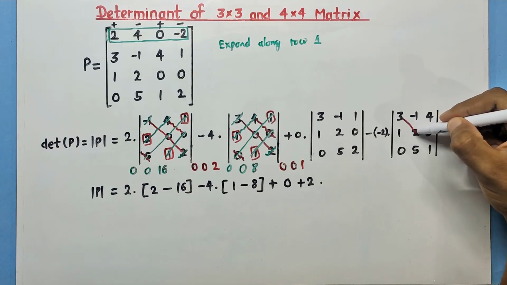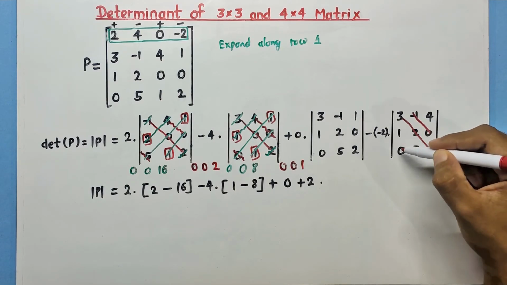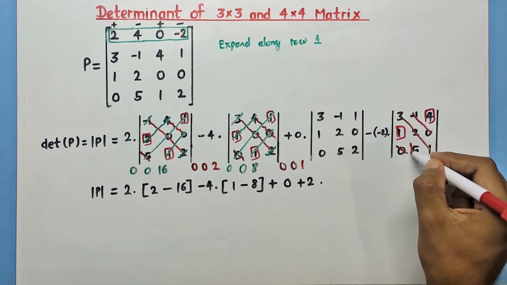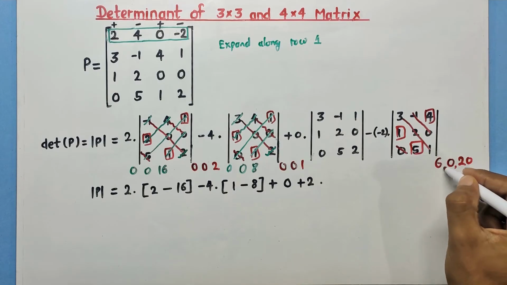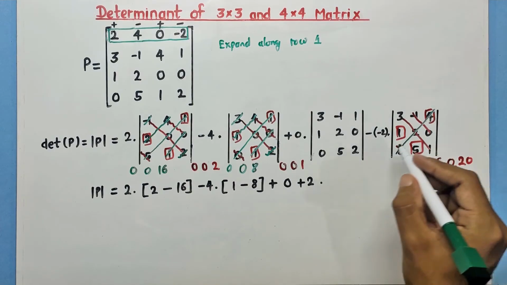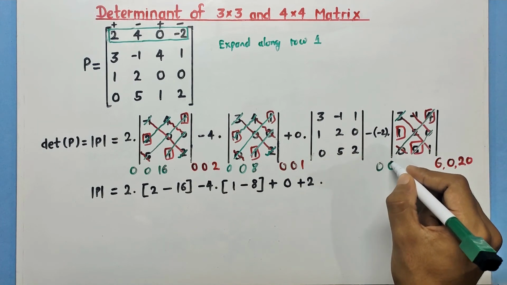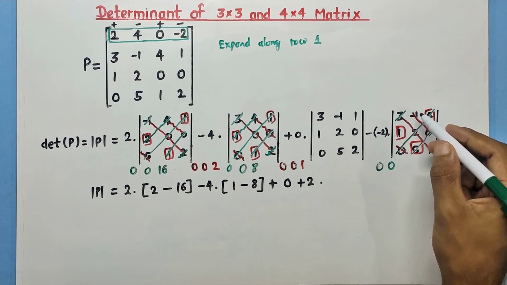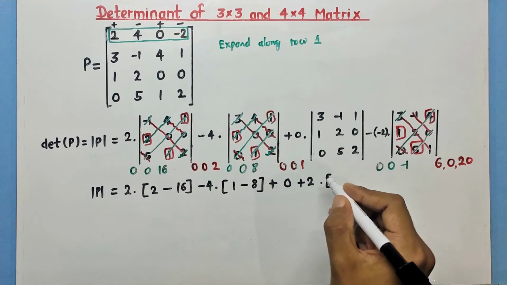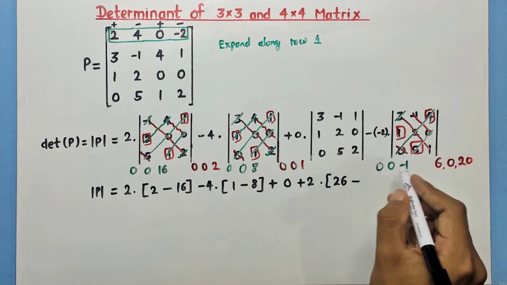The multiplication of these diagonal elements will be 6. The multiplication of these elements will be 0 and the multiplication of these elements will be 20. Let's multiply the off diagonal elements. 0 times 2 times 4, that gives us 0. 5 times 0 times 3, that again gives us 0. And 1 times 1 times minus 1, that will be minus 1. So the determinant will be the summation of these numbers, that is 26, minus the summation of these numbers, that is minus 1.